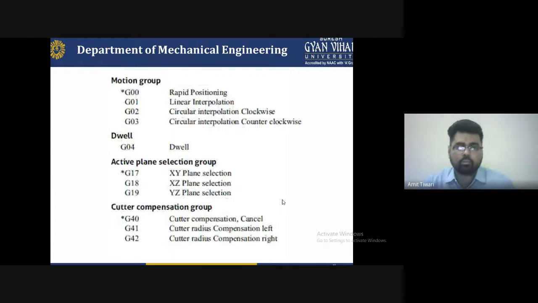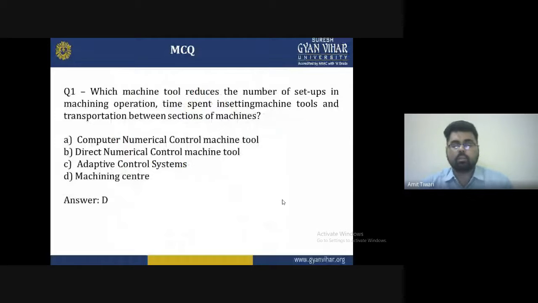So at the end of the lecture, I will recommend some multiple choice questions based on the CNC machine. Which machine tool reduces the number of setups in the machining operation, the time spent in setting the machine tool, and transporting between the sections of machine? The options are computer numerical control machine, direct numerical control machine, adaptive control machine, and machining center.